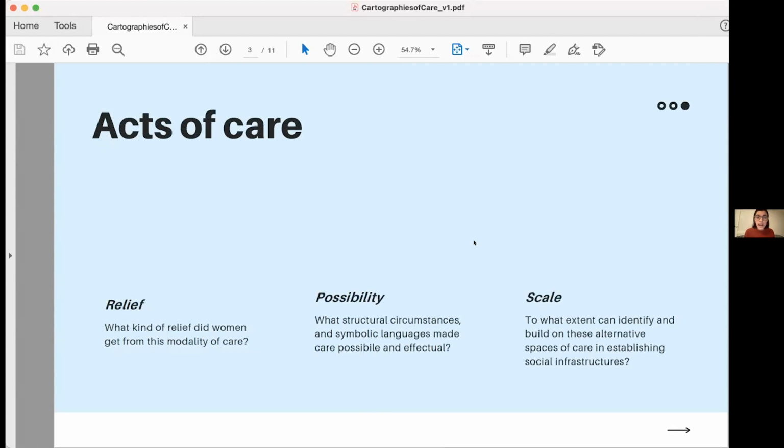What kind of relief did women get from this modality of care? What structural circumstances and symbolic languages made these acts of telling possible and effectual? And to what extent can we identify and build on these alternative spaces of care in order to build social infrastructures?